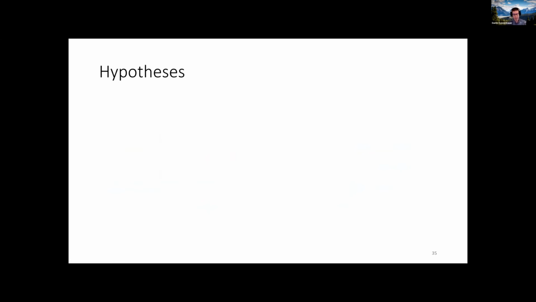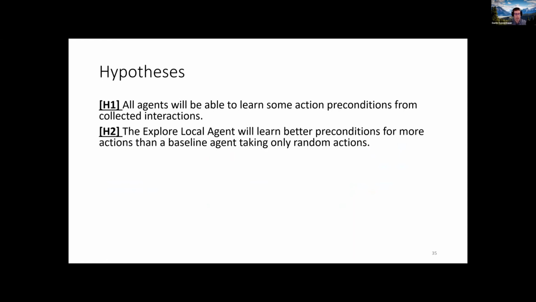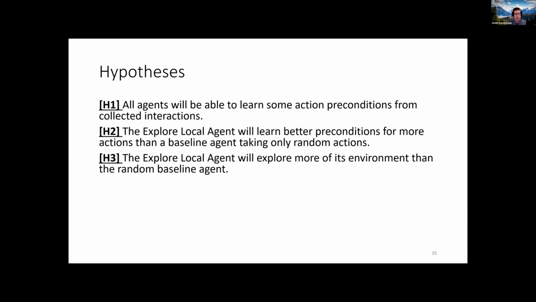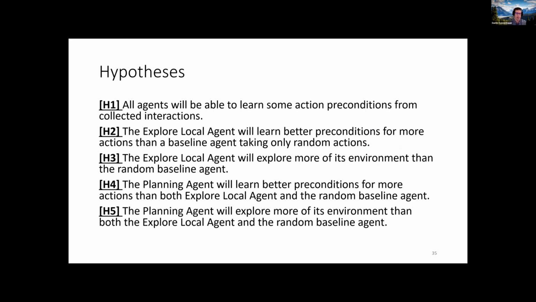So the hypotheses that we have for these 3 agents in these environments are, first, that all agents will be able to learn some action preconditions from the collected interactions. The second hypothesis is that the explore local agent will learn better preconditions for more actions than the random baseline agent. The third is that the explore local agent will visit more of its environment than the random baseline agent. The fourth hypothesis is that the planning agent will learn a better precondition model than the explore local agent and the random baseline. And the fifth hypothesis is that the planning agent will also visit more of its environment than the other two agents.